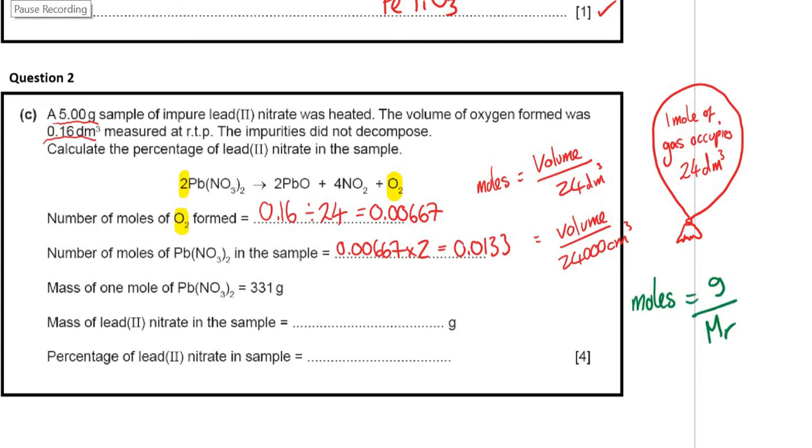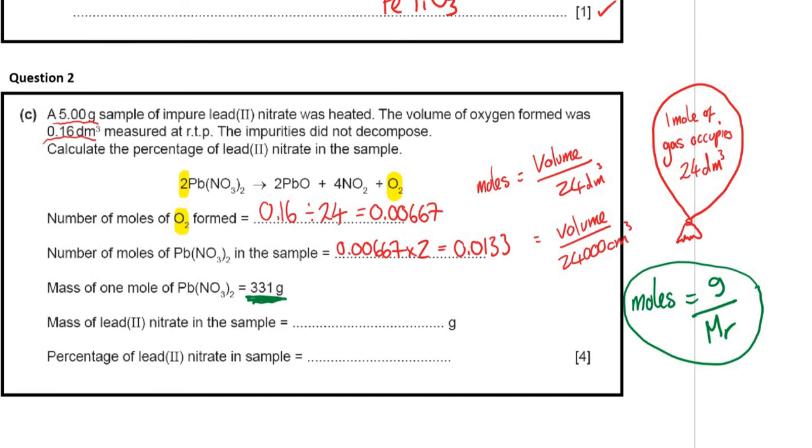For the next part, you need this equation: moles equals grams over MR. They've been nice to us here, they've given us the MR. We don't need to work that out. If we had to work that out, that would have been worth an extra mark as well, but at the moment we've only got 4 marks here.